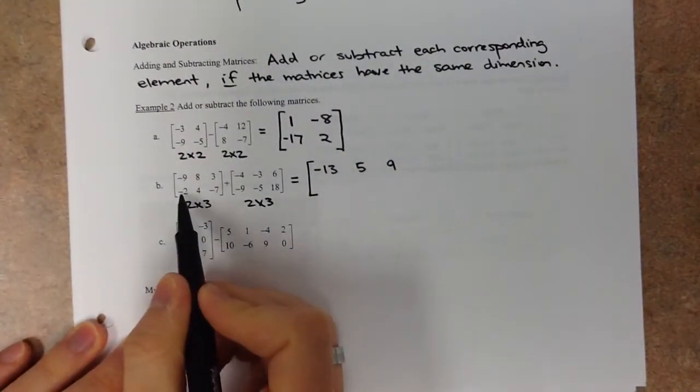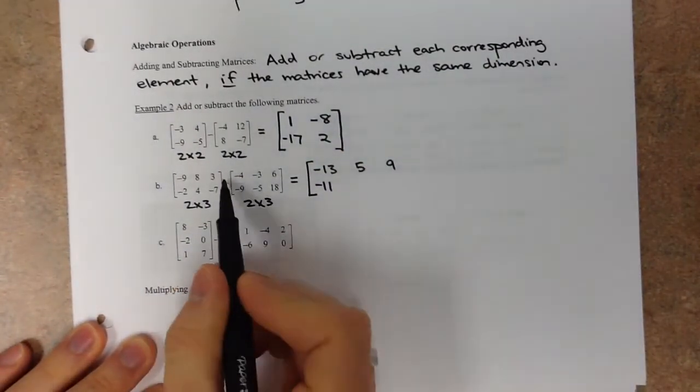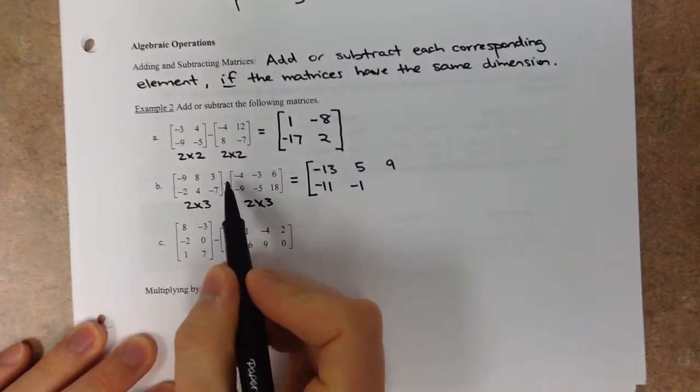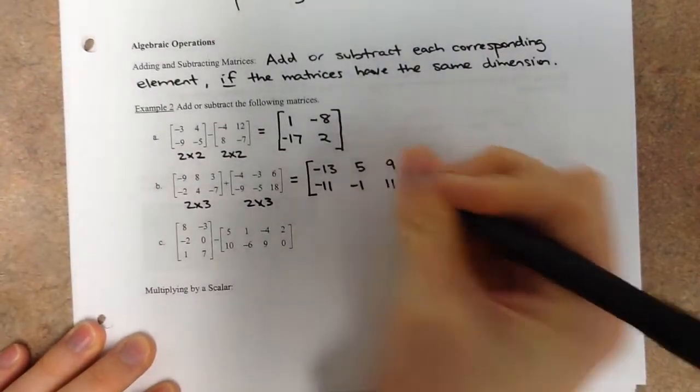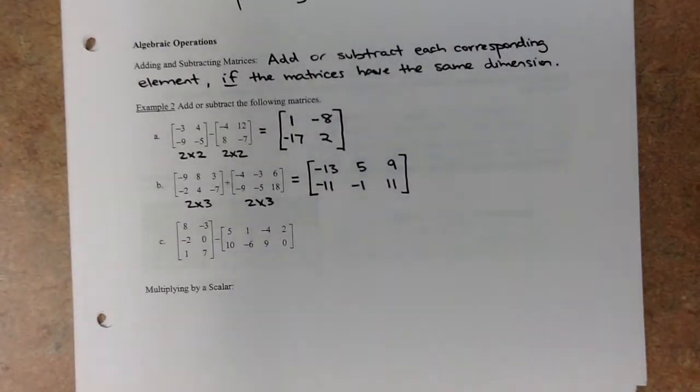Second row, -2 plus a -9 gives me a -11. +4 plus a -5 gives me a -1. -7 plus a +18 gives me a +11. And then I close off my matrix. So again, that's it. Nothing else to do beyond there. As long as you can count the dimensions and then add or subtract, which of course you could even do with a calculator if you're not sure of your addition or subtraction skills.